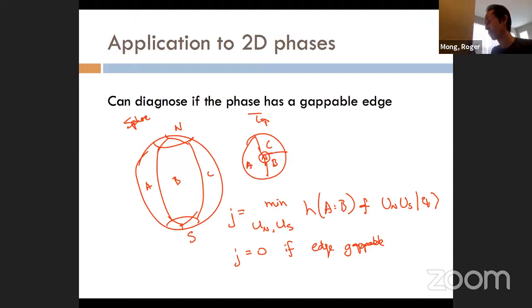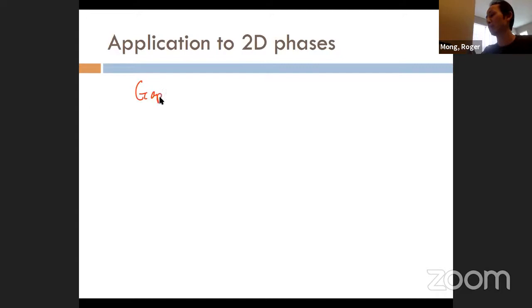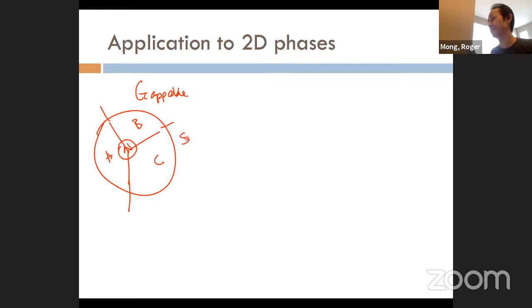All right, so the basic idea is as follows. If the phase is gappable, then what the disentangler will do, and what I'm going to do now is use the Riemann sphere. So A, B, C, this is N, and this is S. If it is gappable, then what the unitary at N is going to do is gap out ABC and just hollow it out. It's just going to give me basically a trivial state right here.